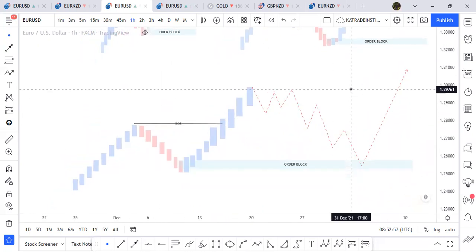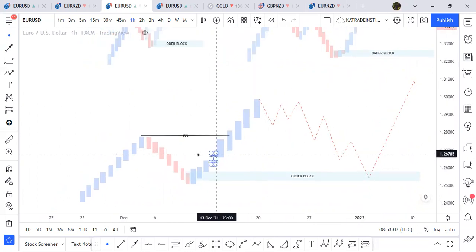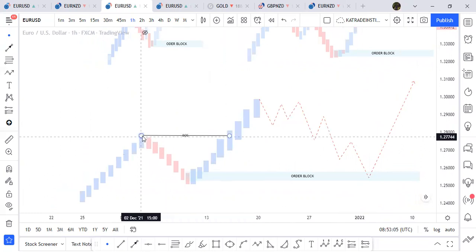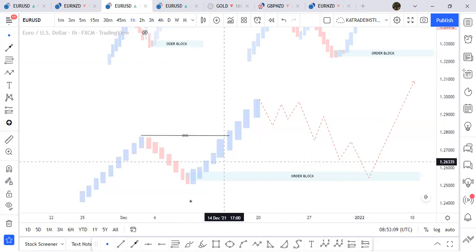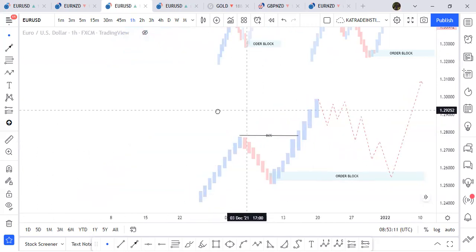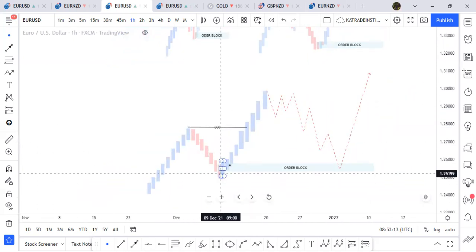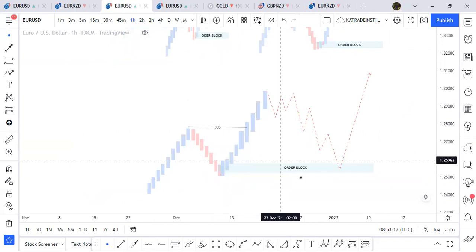So an area that you need to look for an order block: a point that you need to look for an order block is whereby, from here, there's no manipulation. I hope you are getting me. There's no manipulation here. So if there's no manipulation, then price will definitely fall down to an order block area.